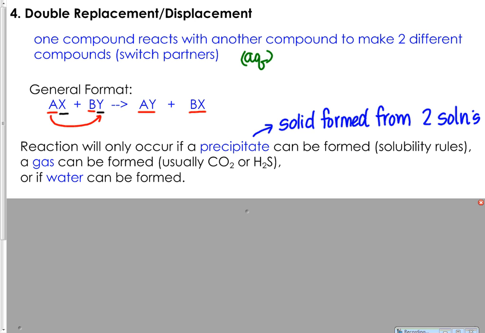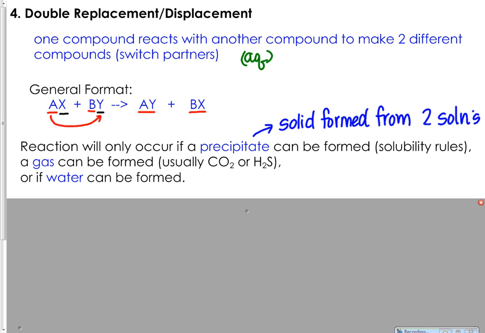The second reason a reaction would happen would be that a gas could be formed. Okay, so if a gas can be formed, usually it would be CO2, carbon dioxide, or H2S. Those would be examples of gases that could be formed. We don't see that all that often, but it will occur occasionally.